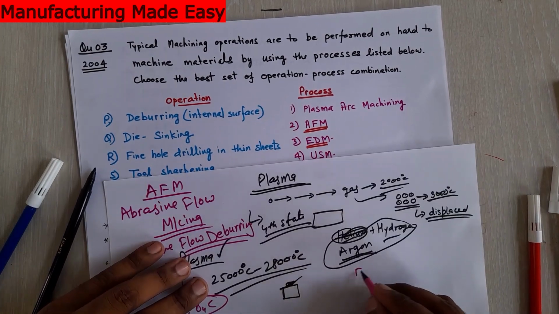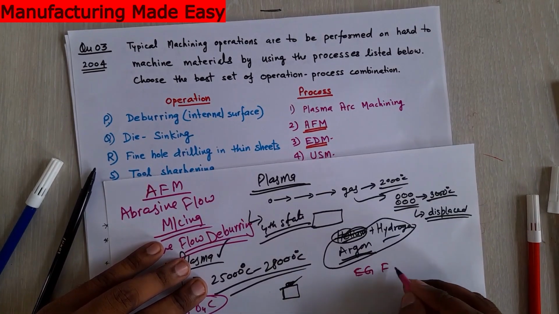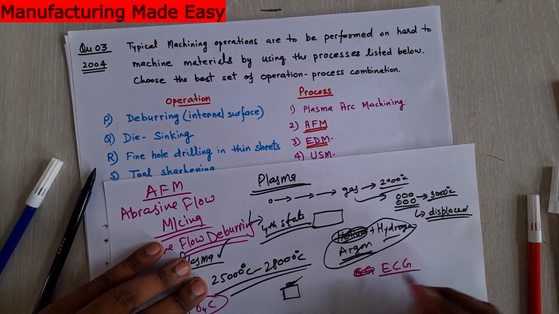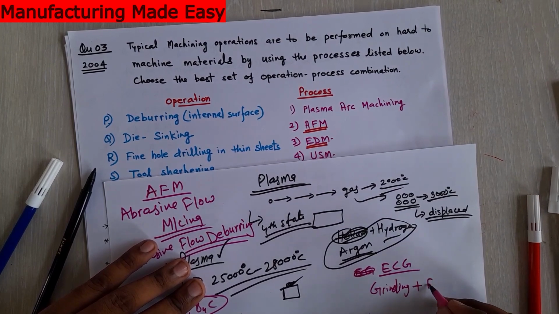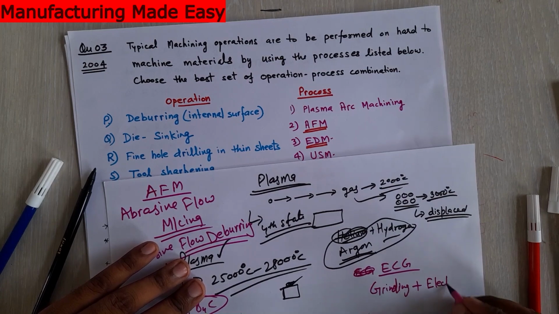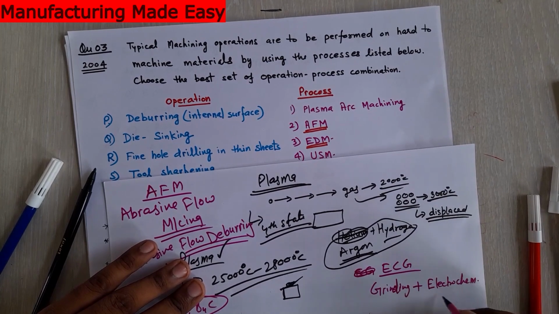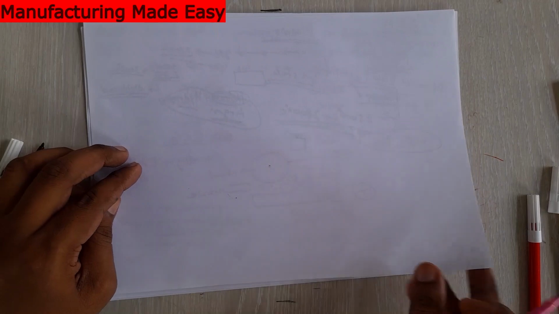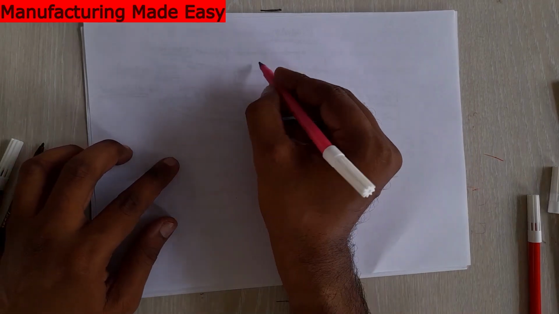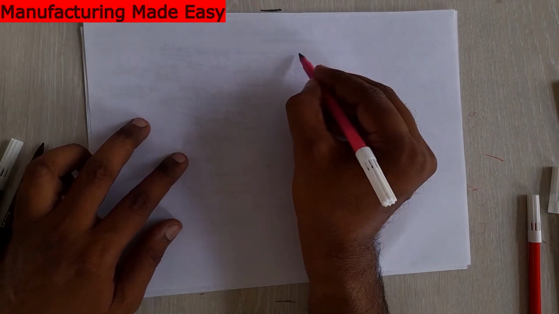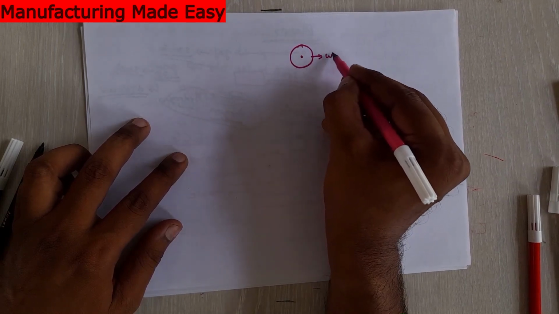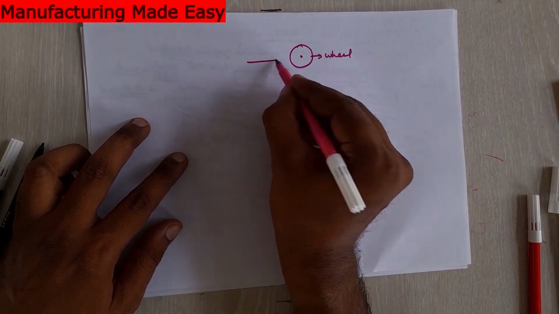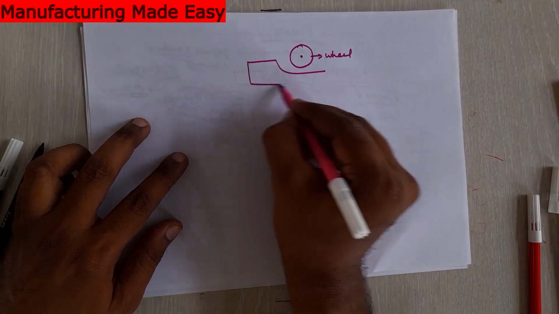What is this ECG? Electrochemical grinding. This is the combination of the grinding process and the electrochemical process. Now I will draw the schematic of electrochemical grinding. This one is the wheel, the electrochemical grinding wheel, and this is the workpiece.